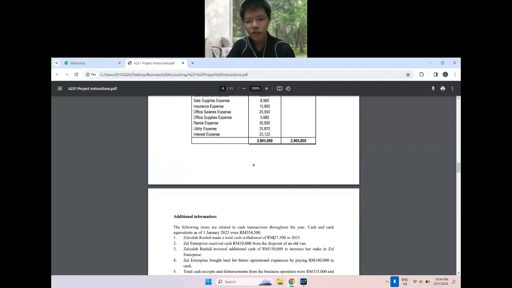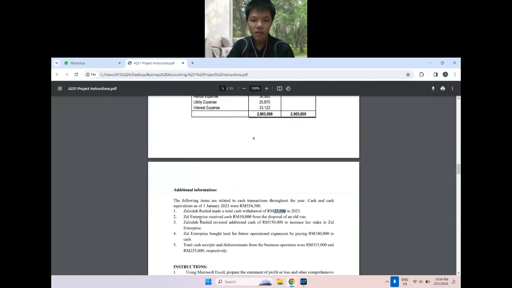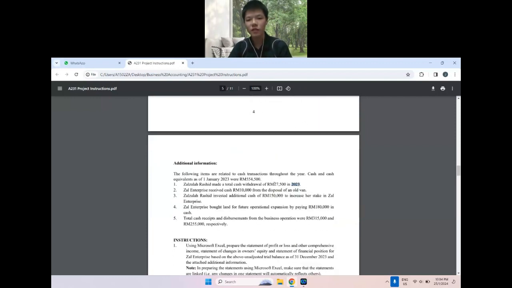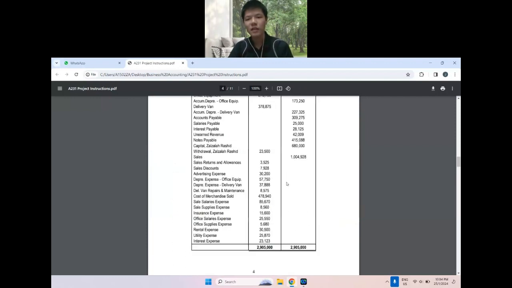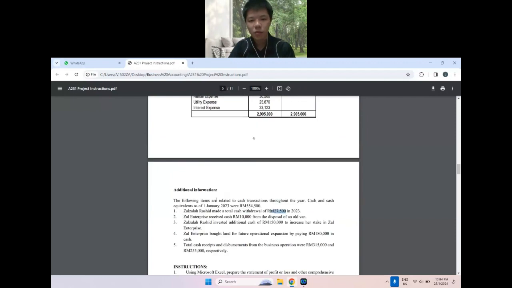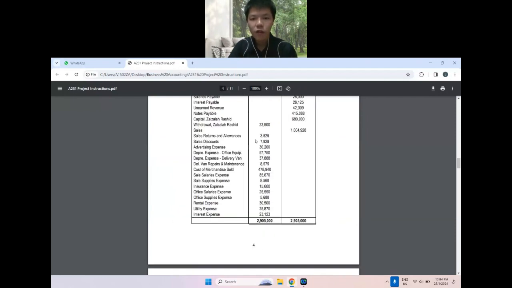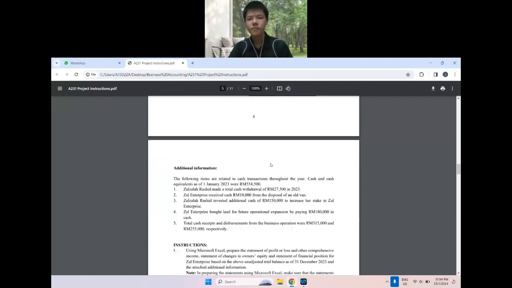I don't really agree with that. I think that this is already final, because it says that the total withdrawal is this value in this year. So I think that this value is the final. As I said, this company under-recorded about 4,000 of cash.